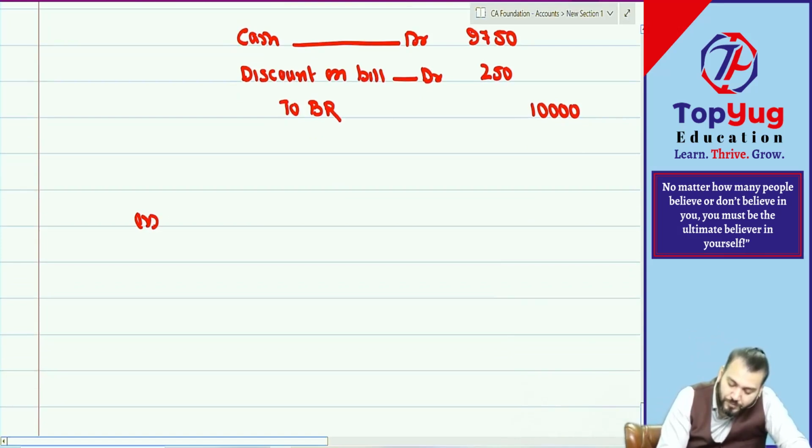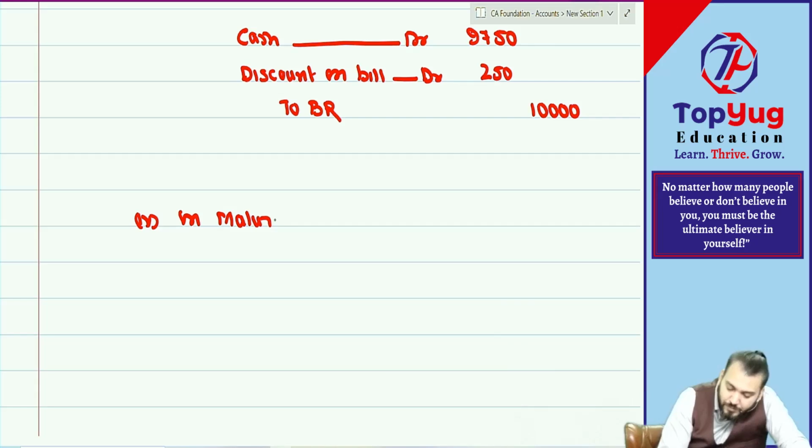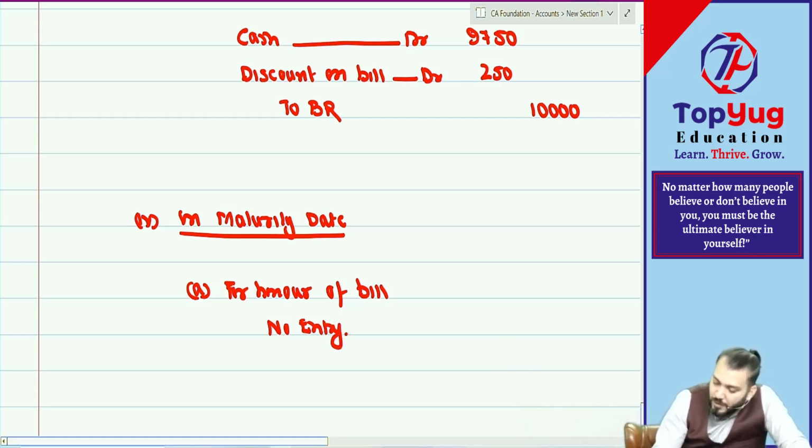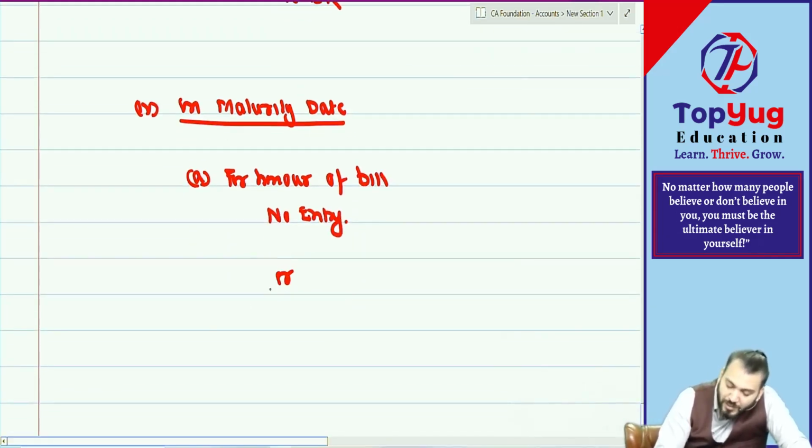Point number 4. On maturity date, who will present the bill? Bank. There can be two situations. For honor of bill, what journal entry? No entry. Very good. No entry. And for dishonor of bill, what journal entry?